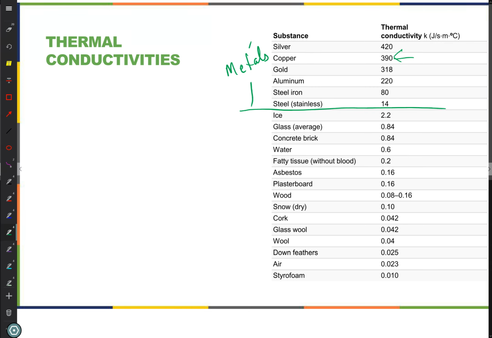So gold, you see, is a good conductor. Aluminum, not as good. And then you get down to iron and steel, and it's actually surprising how bad steel is compared to these other metals. But those are good conductors, the metals. Then we have the things down below that we tend to call insulators.